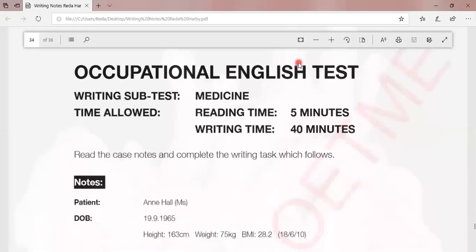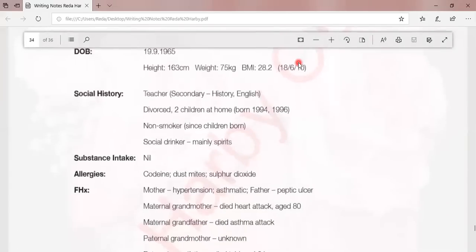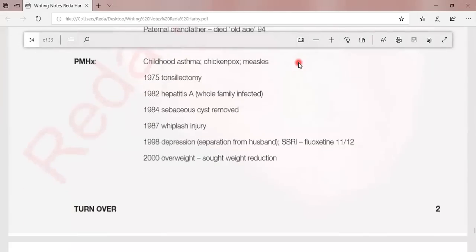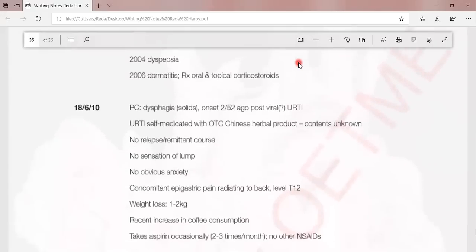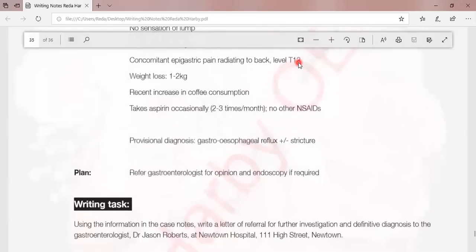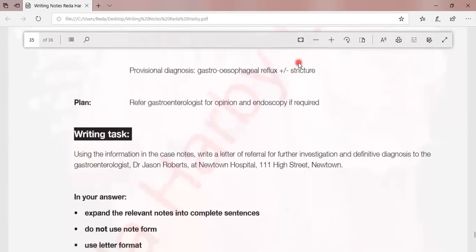What I will do in this, I will go back, I will go down until reaching the writing task. Don't go from the top, but like this, go to the writing task. So this is our beginning. Writing task. Using the information in the case notes, write a letter of referral. So this is a referral letter, for further investigations and definitive diagnosis. This is called management or assessment. So this is the purpose of the referral letter.